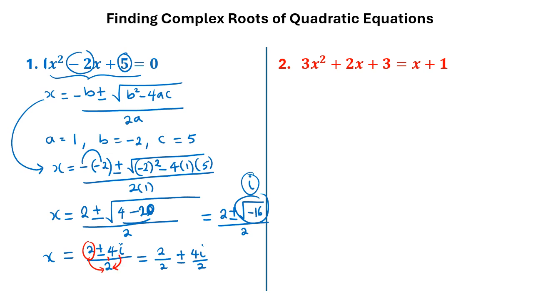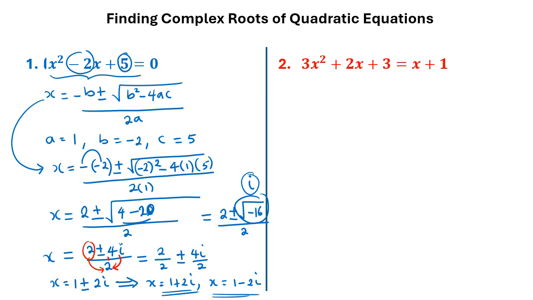So finally my result will be x is equal to 2 over 2, which is 1, plus and minus 4i divided by 2, which is 2i. So the roots of this equation will be x equal to 1 plus 2i, or x equal to 1 minus 2i. Those will be the roots of this equation. This is good.